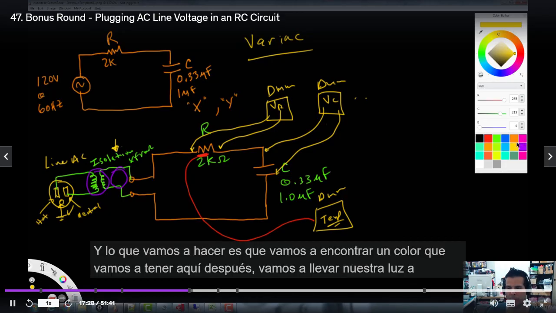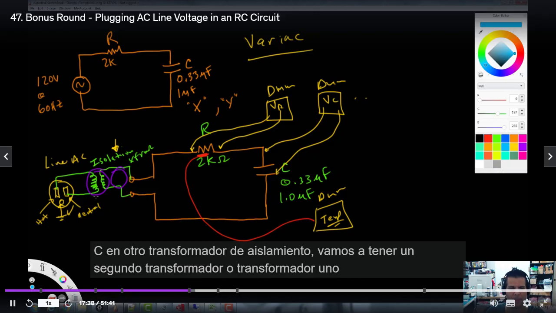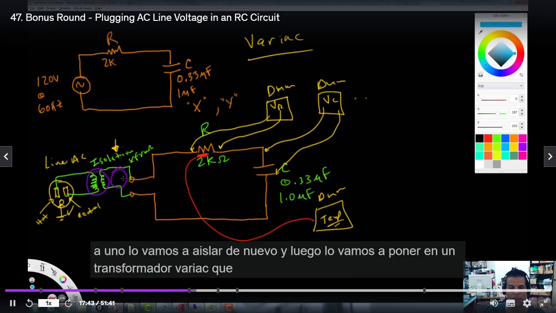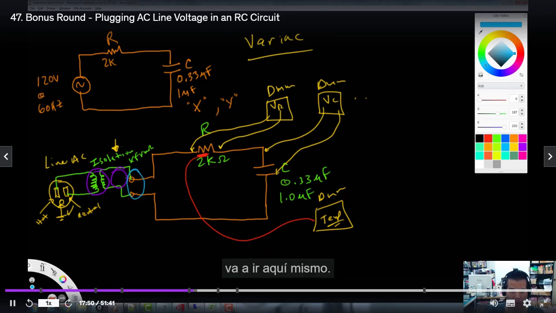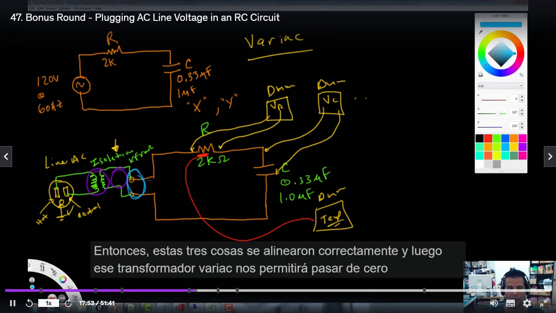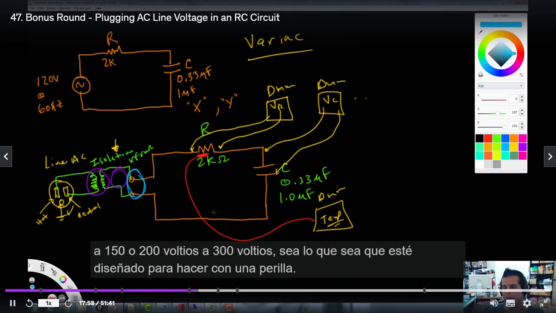And what we're going to do is, let's find a color here. We're going to take our line AC, we're going to have our isolation transformer, we're going to have a second step-up transformer or one-to-one transformer. We're going to isolate it again. Then we're going to put it into a variac transformer, which is going to go right here. So I have these 3 things lined up. And then that variac transformer is going to allow us to go from 0 to 150 or 200 volts or 300 volts, whatever it's designed to do, with a knob.